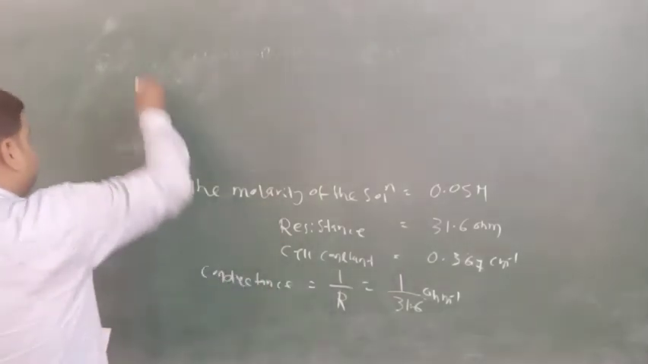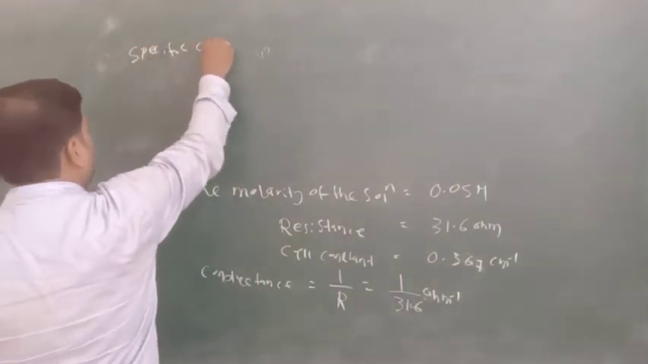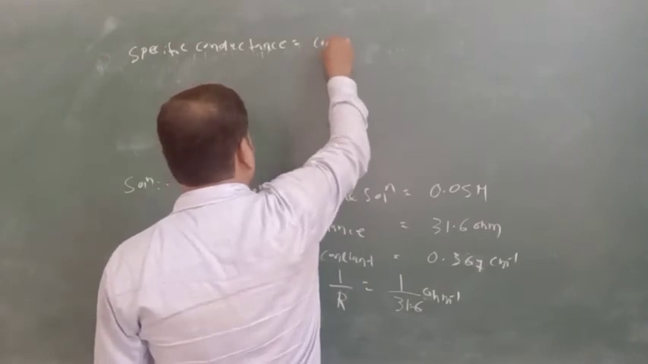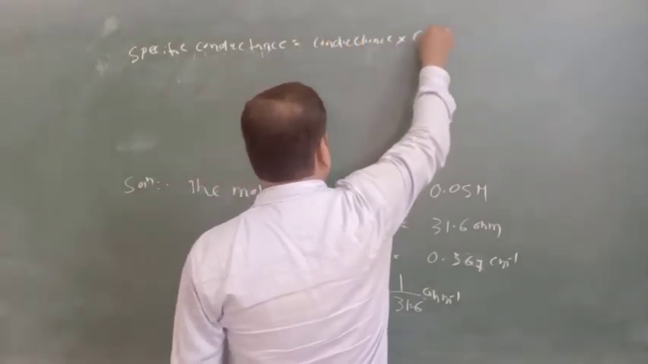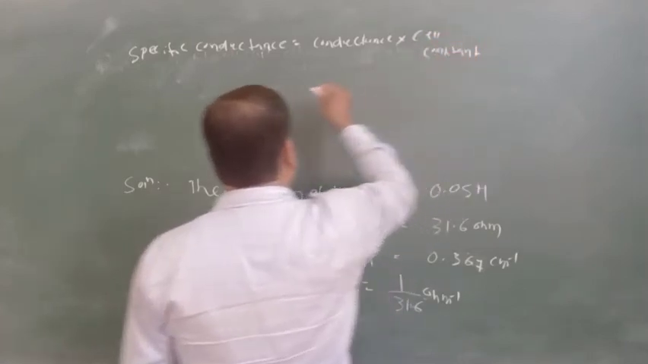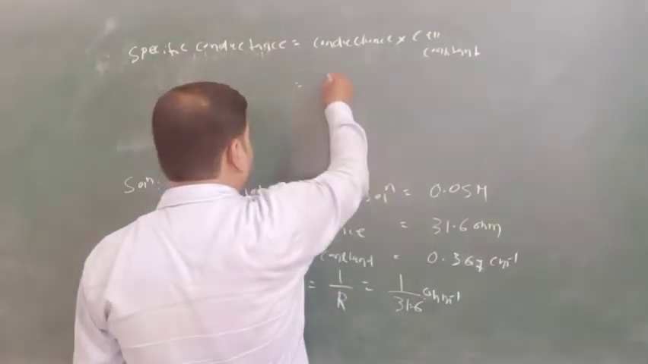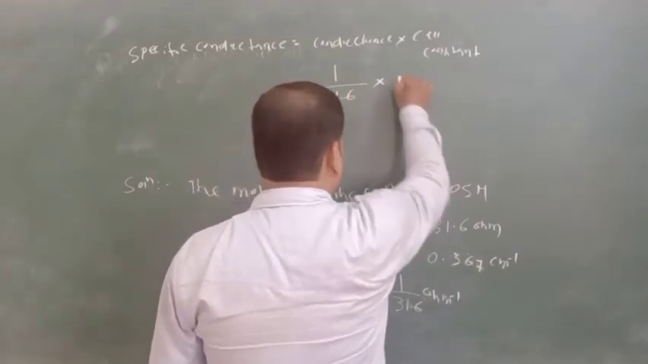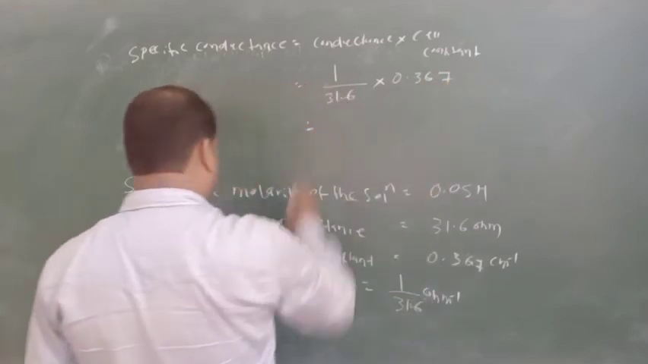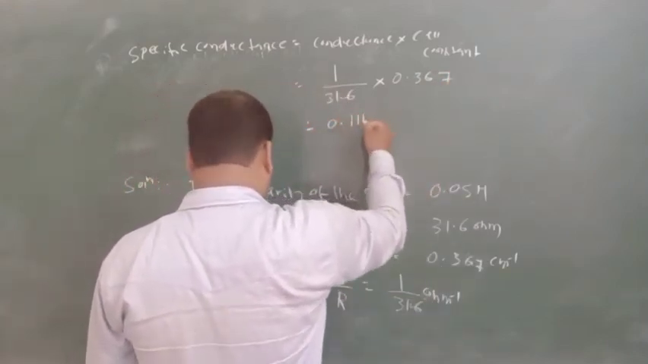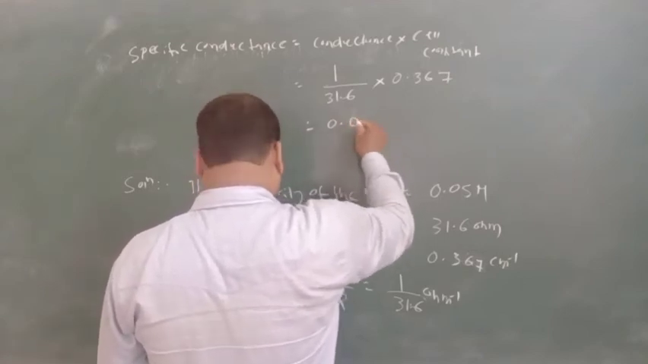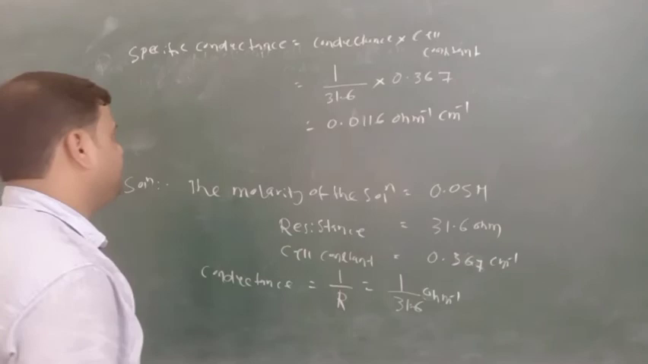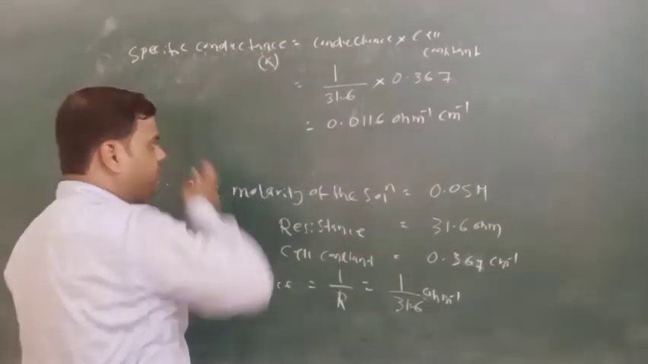So specific conductance is equal to conductance into cell constant. Here we know that the conductance is equal to 1 by 31.6, into cell constant, which is given, 0.376. So the value is calculated, 0.0119 ohm inverse cm inverse. The specific conductance, kappa, we have calculated.